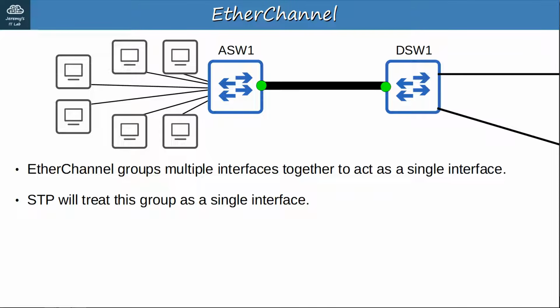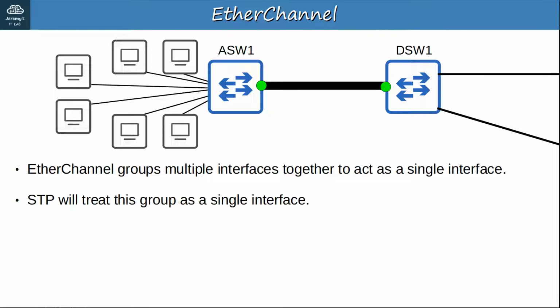It's kind of like this. Instead of 4 separate interfaces, perhaps gigabit Ethernet interfaces, connecting A switch 1 to D switch 1, it's as if there is a single 4 gigabit Ethernet interface. The bandwidth of the 4 separate interfaces is combined to form one faster interface, a virtual 4 gigabit interface. The difference between the physical characteristics and the logical or virtual characteristics of a network are something you need to understand as a network engineer.